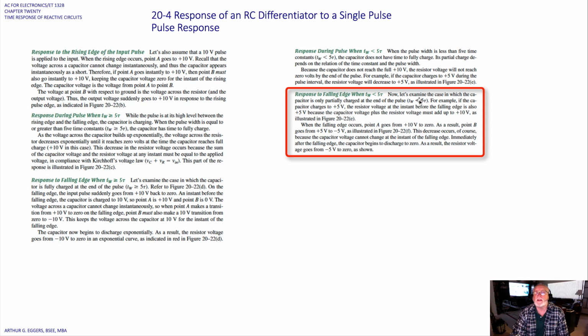The next step then is response to falling edge when the pulse width is less than 5 tau. Let's examine this case where the capacitor is only partially charged at the end of the pulse width less than 5 tau. If the capacitor charges to 5 volts, the resistor voltage at the instant before the falling edge is also 5 volts, because the capacitor voltage plus the resistor voltage must add up to 10 volts.